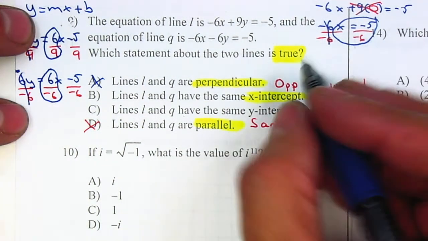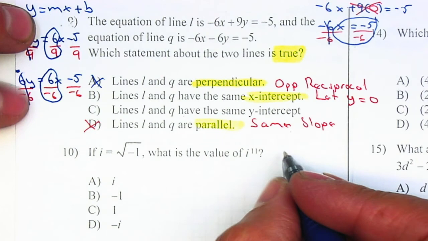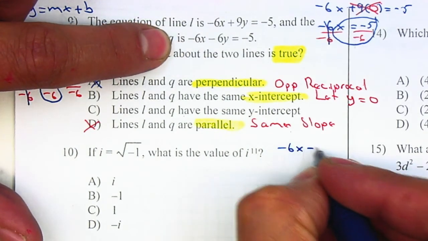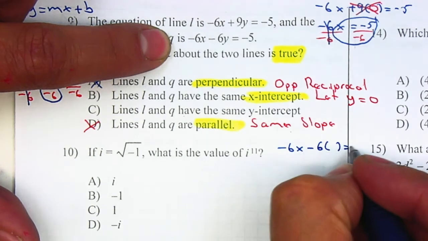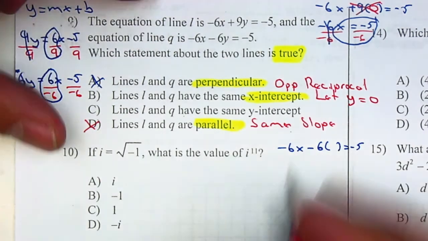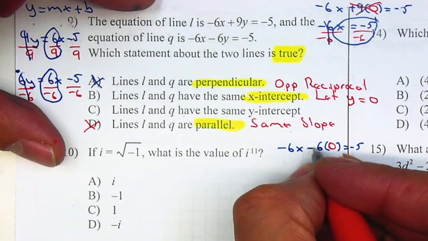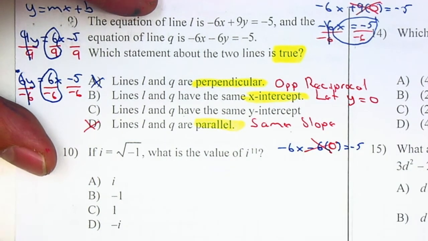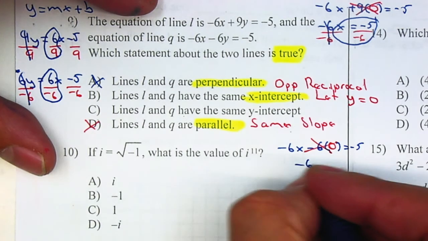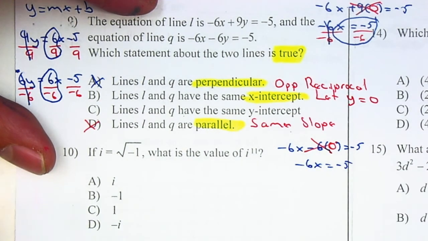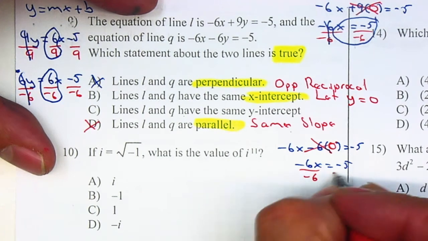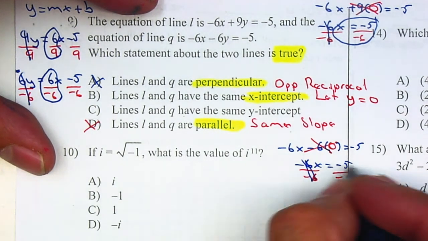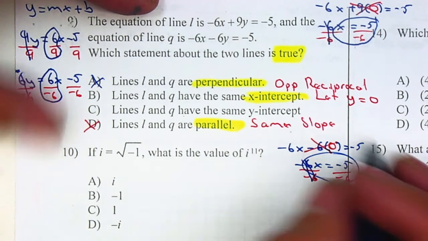And I'm going to do the next one. Let's do it down here. Negative 6x minus 6y equal to negative 5. Instead of the y, I'm going to replace it with a 0, because I know that for the x-intercept, the y value is 0. That will cancel out. Negative 6x equal to negative 5. Divide by negative 6. And do they have the same x-intercept? Yes.